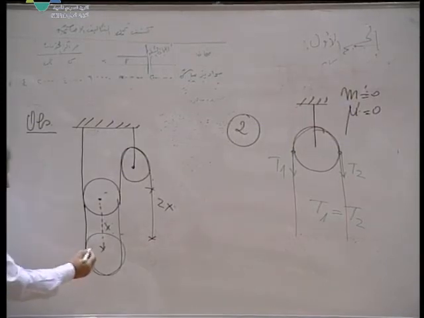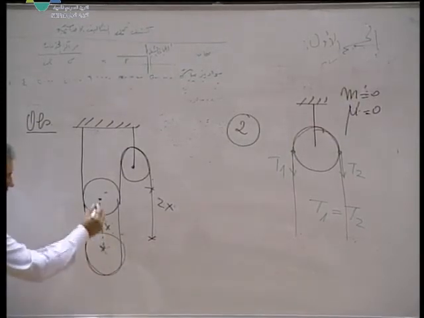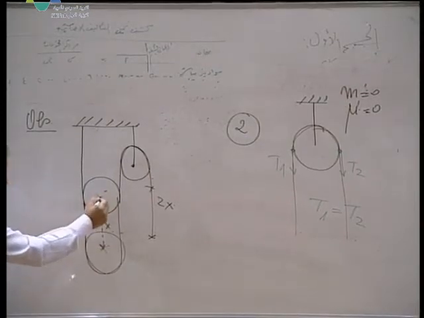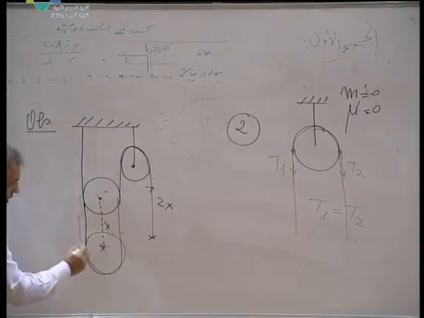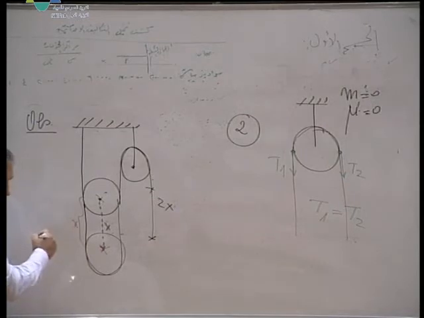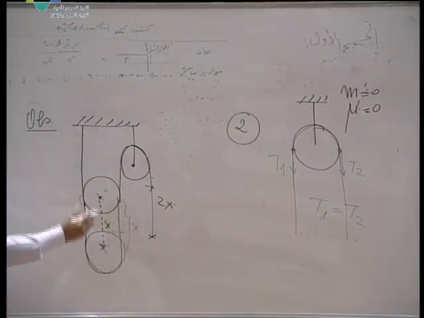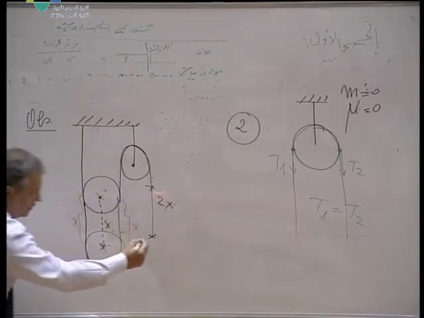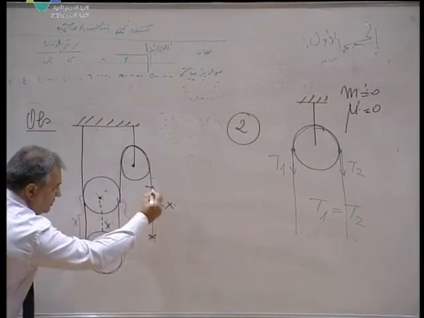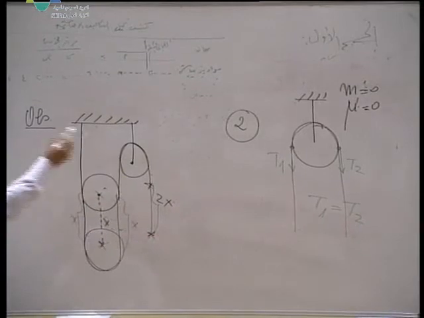It's clear that when the axis is moving for a distance x, it needs x wire on the left side and also x wire on the right side. So that means this end is moving 2x.